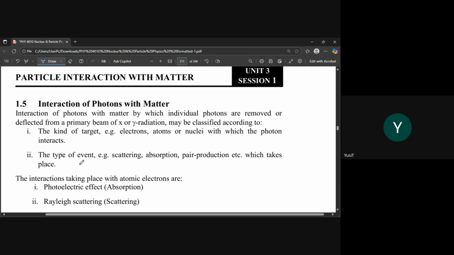So what is the target? Are we using electrons to hit the matter? Are we using an atom or a nuclide to hit the matter? Or what type of photon are we interacting with? Okay, so those are the things that you have to pay attention to.